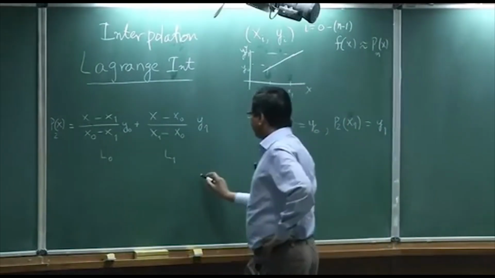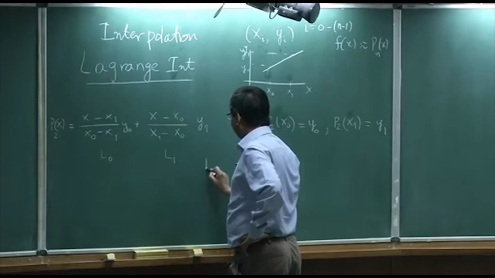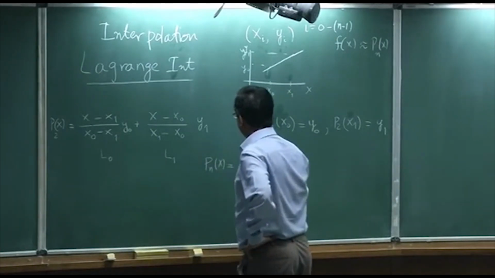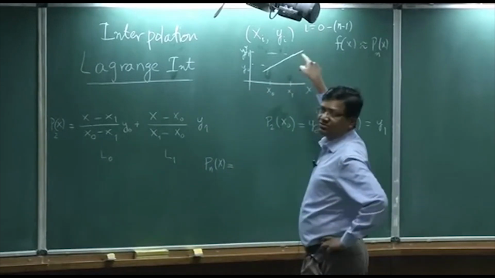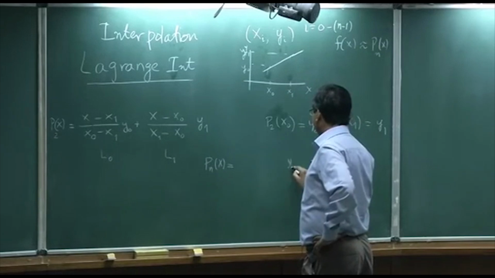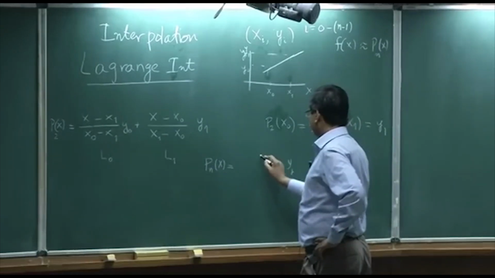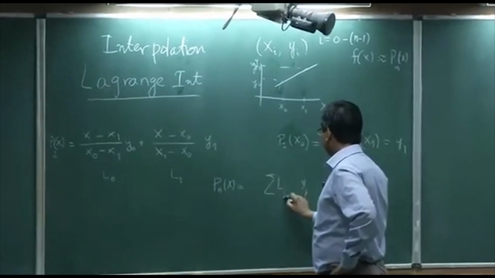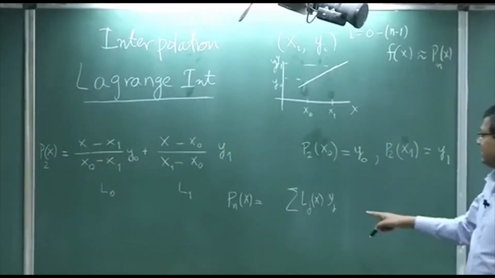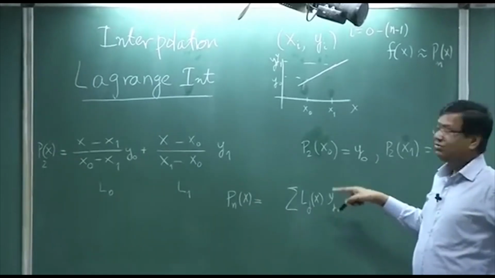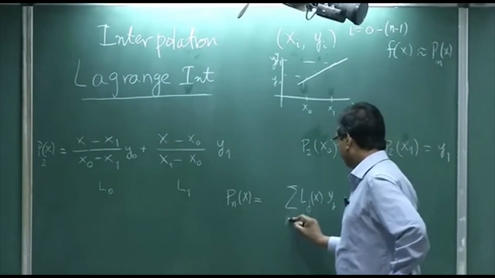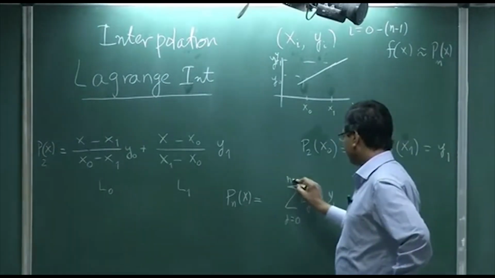So, the idea to write this function, so we write this Pn of x as it involves lots of points. So, I am going to write this as the sum of y of j times Lj of x. So, j is one of the indices, and j goes from 0 to n minus 1.